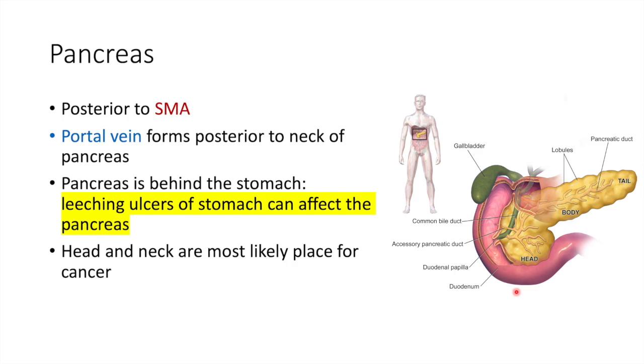Okay, the pancreas. Our pancreas is also posterior to our SMA. The portal vein forms posterior to the neck of the pancreas. And then the pancreas is also behind the stomach. So if we think about, let's say this patient has an ulcer in their stomach, it can affect the pancreas because the pancreas is behind the stomach. The head and the neck of the pancreas is the most common place for cancer.